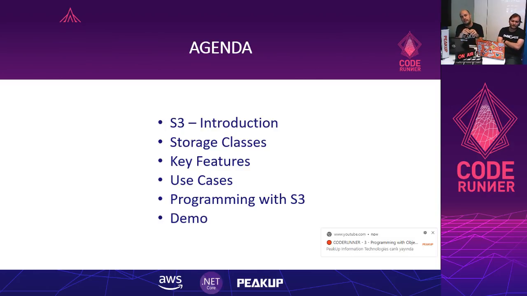And in the last part of the session, we will show you a demo of how to program using .NET code with S3. These CodeRunner sessions are for Microsoft developers: how to use AWS as a backend service, or how to use the platform services in AWS as a Microsoft developer using our .NET Core web applications, web API applications, or our console applications, etc. So let's go.